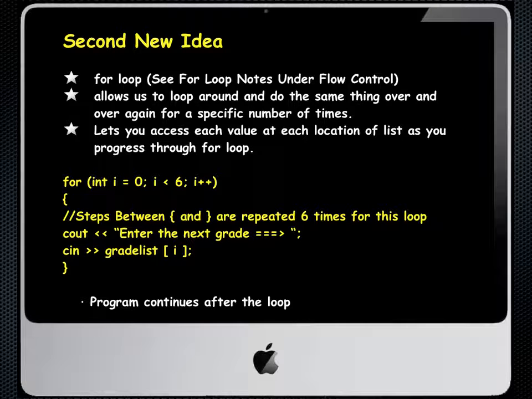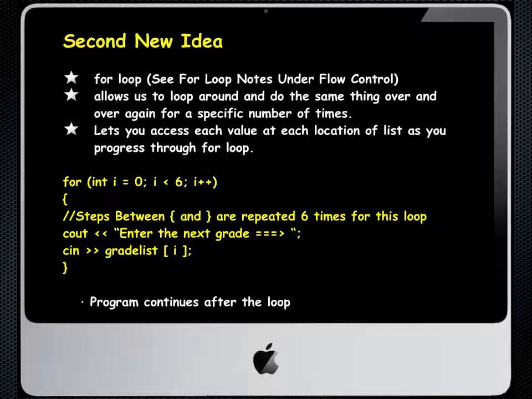The for loop allows us to loop around and do the same thing over and over again for a specific number of times. That would include allowing us to access each value, one value at a time, at one location at a time as we go through the for loop of the list. For example, let's say that we went for (int i = 0; i < 6; i++). We start at 0, we keep going as long as our counter variable i is less than 6, and we add 1 to the i each time we go through the for loop.